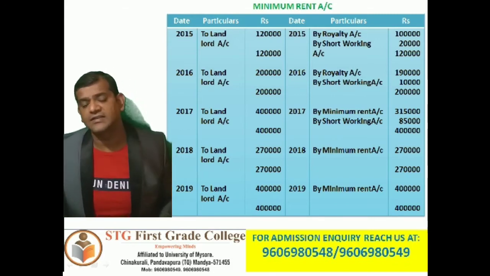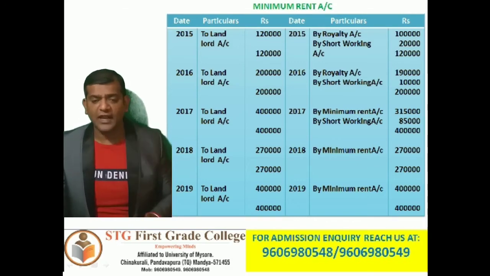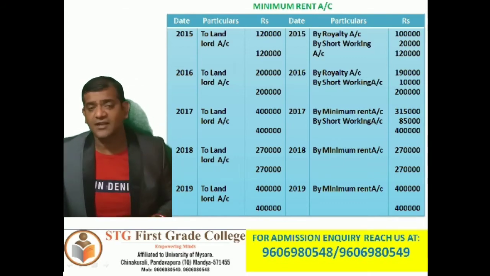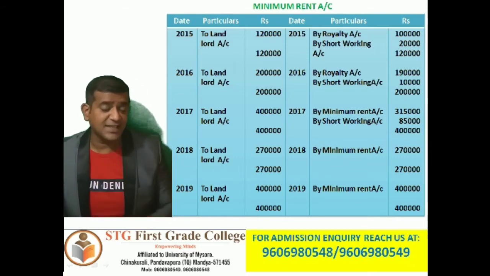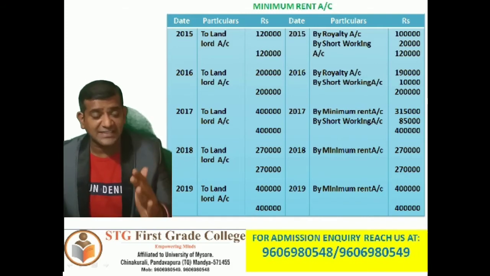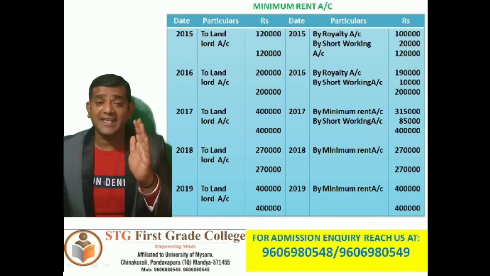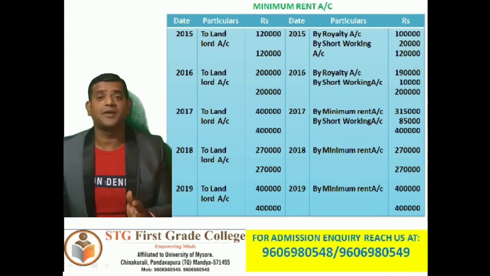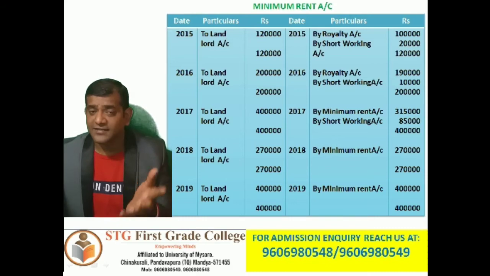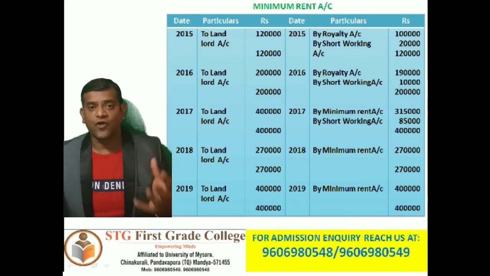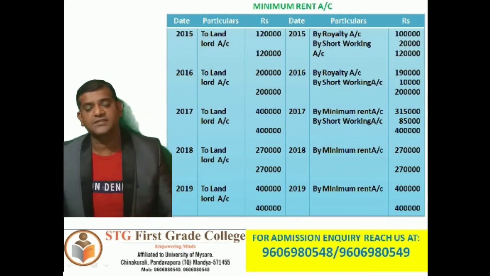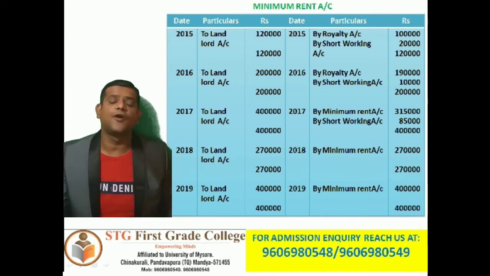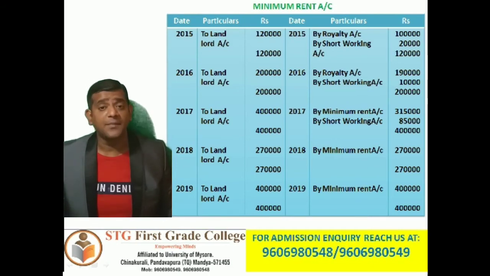So 2019, to landlord account 4 lakh. 2019 by minimum rent account 4 lakh. Both the side 4 lakh, 4 lakh, because this is the year where we could reach the exact minimum rent and exact royalty payable out of the production that had happened. Clear? So 40,000 tons of production we have done. So 40,000 into 10, 4 lakh rupees. So minimum rent also 4 lakh. So that is why by minimum rent account 4 lakh. So we are done with the minimum rent account.